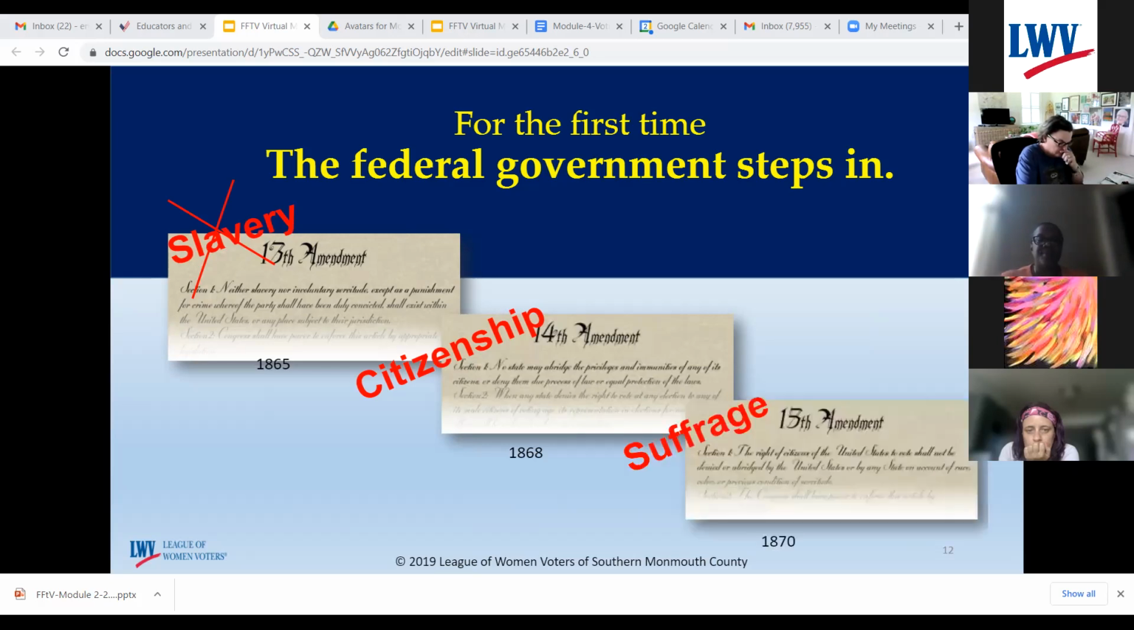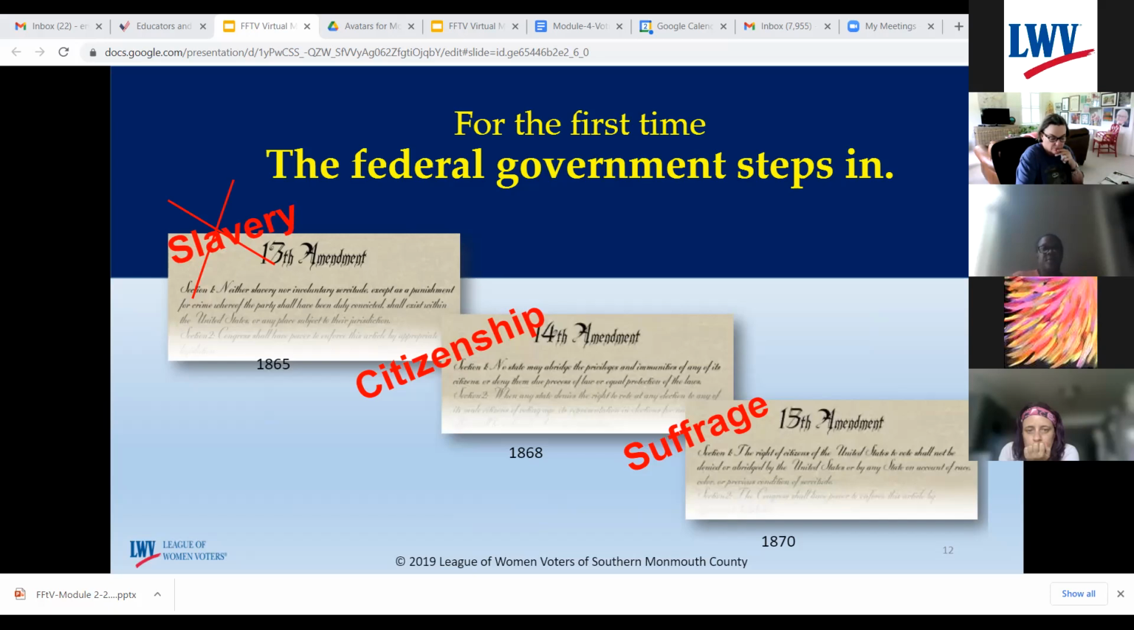2 years later, in 1870, the 15th Amendment changed the suffrage laws across the country, and it finally gave African American citizens the right to vote. The 15th Amendment stated that the rights of citizens to vote shall not be denied by the United States or by any state on account of race, color, or previous condition of servitude.